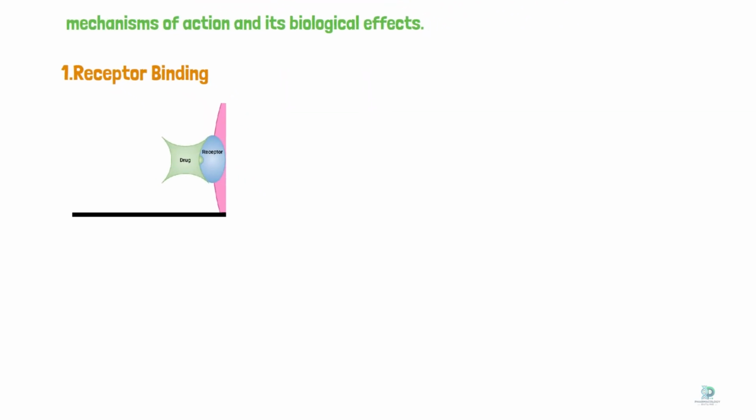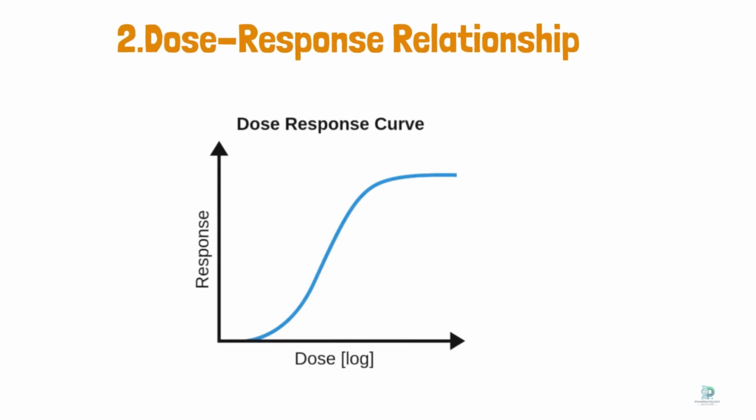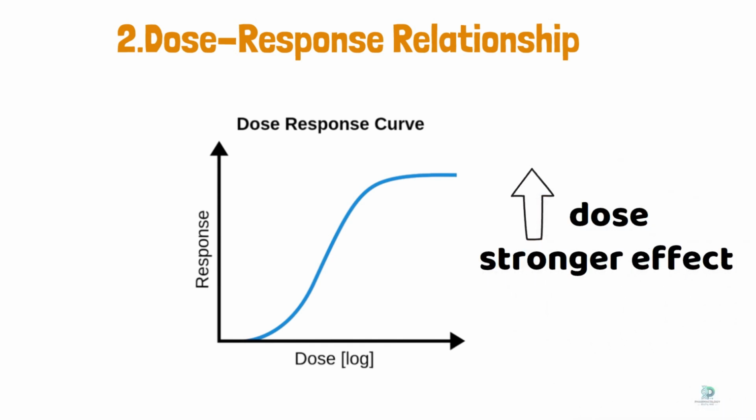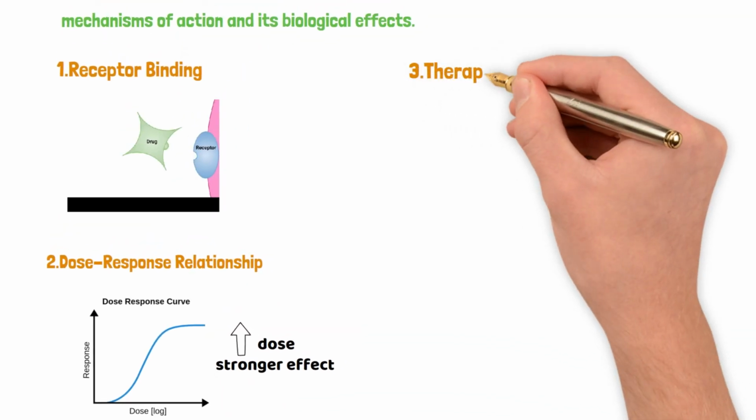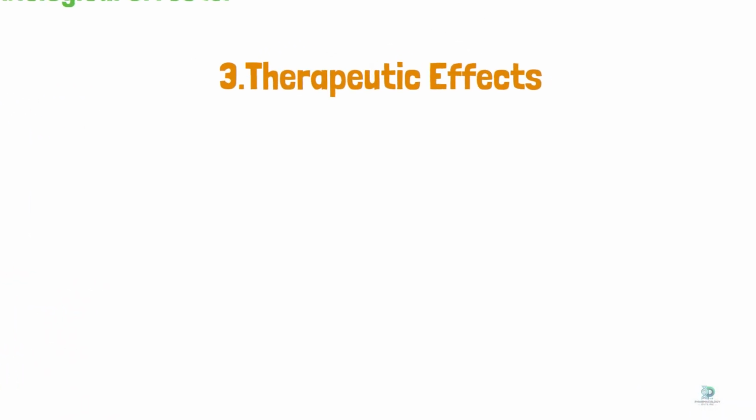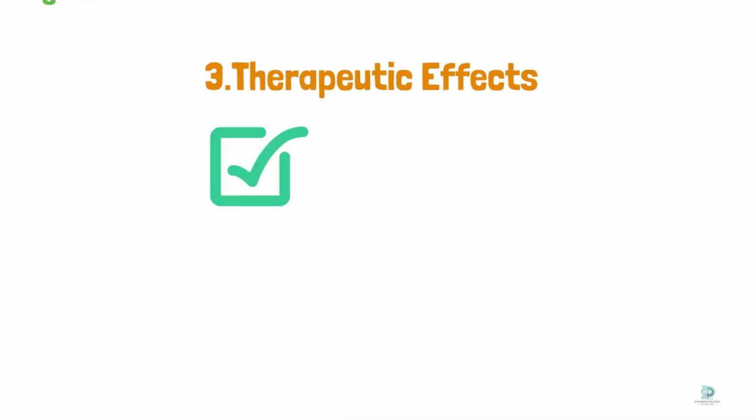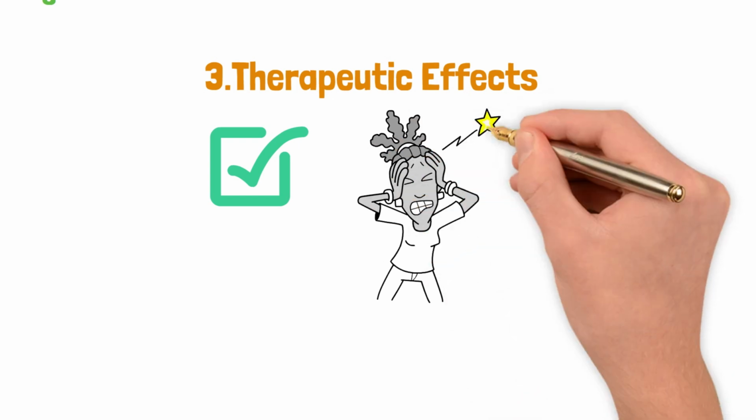Second, dose-response relationship. Pharmacodynamics examines how different doses of the drug affect the body. For example, a higher dose might produce a stronger effect, but it could also increase the risk of side effects. 3. Therapeutic effects. The desired beneficial effects of the drug. For instance, pain relief from analgesics.